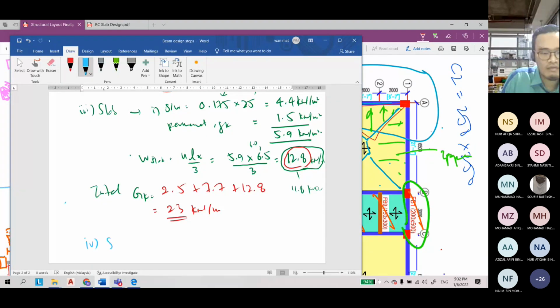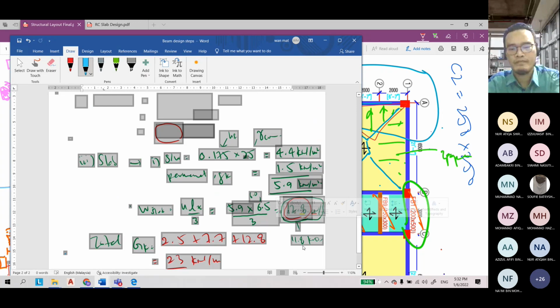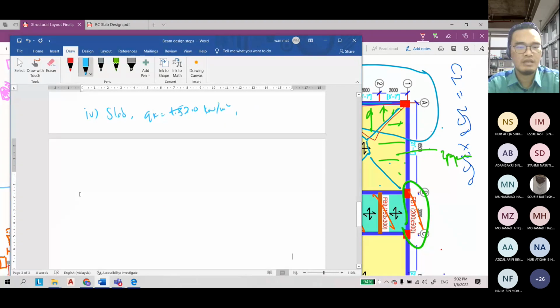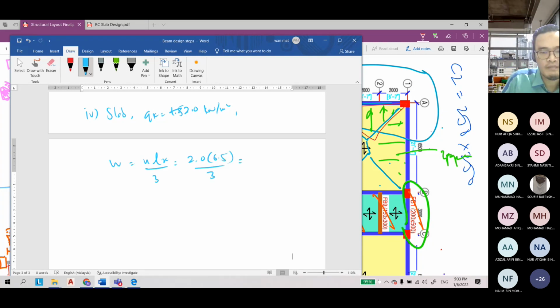So we have another one, the slab imposed load, QK, is equal to, let's say, 2.0 kilonewton per meter square. You use similar equations: W slab is equal to nLx over 3, equal to 2.0 times 6.5 divided by 3. So what is the answer now? 4.3 kilonewton per meter.